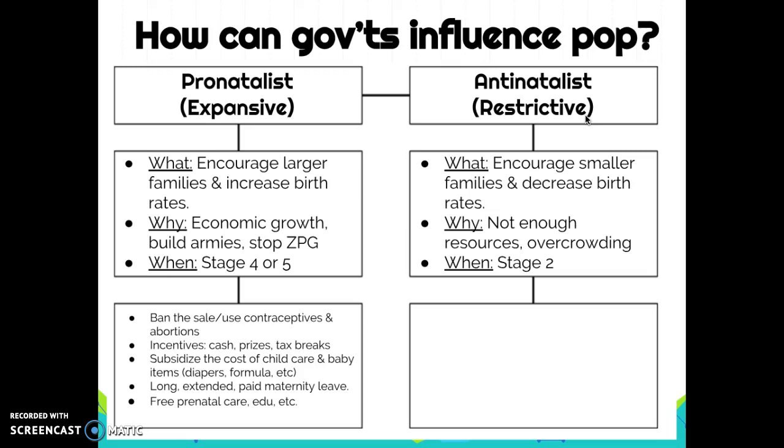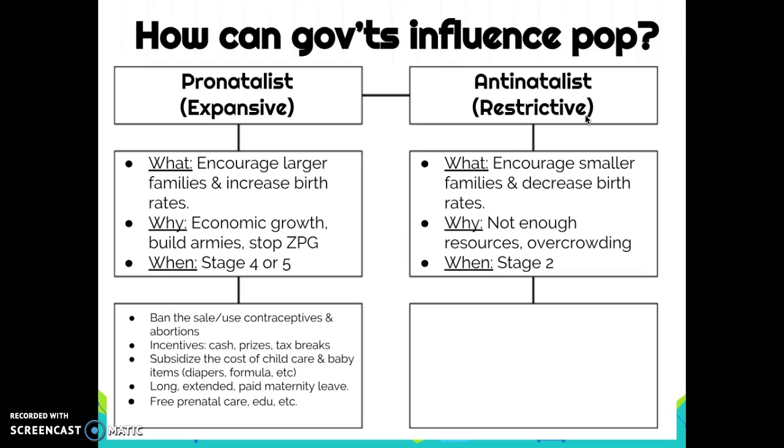The third thing here is subsidize the cost of childcare and baby items. What subsidize means is help pay for, right? So the government will create a system in which child care costs less money for the parents. And baby items like diapers and formula could be exempted from taxes or something like that. Those are examples of subsidies. Another way to encourage birth rates and larger families is by requiring long, extended, and paid maternity leaves.